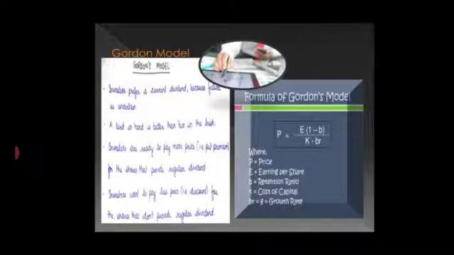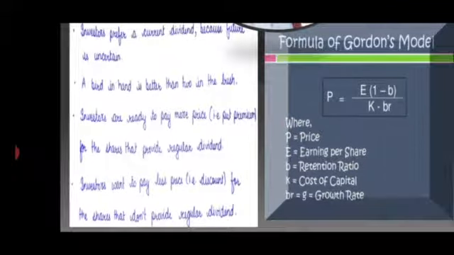Now the second model is the Gordon model. Gordon model says investors generally prefer a current dividend because the future is uncertain. A very popular line for the Gordon model is: a bird in hand is better than two in the bush. Investors are ready to pay a higher price, that is a premium, for shares that provide regular dividends, and they want to pay a lower price, that is a discount, for shares that do not provide a regular dividend. This is the concept of the Gordon model.